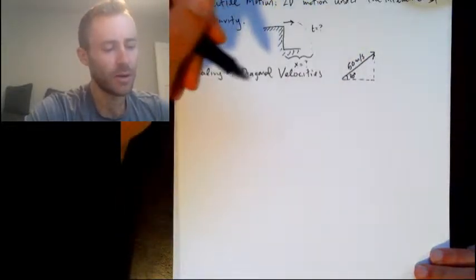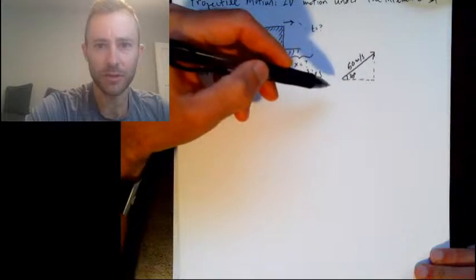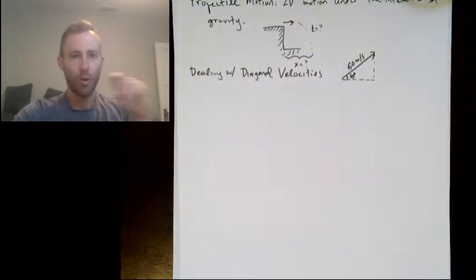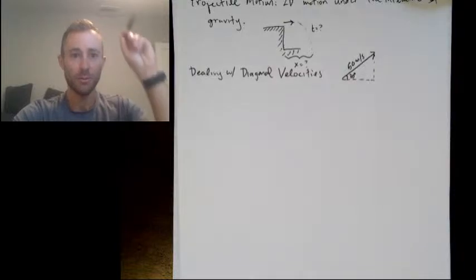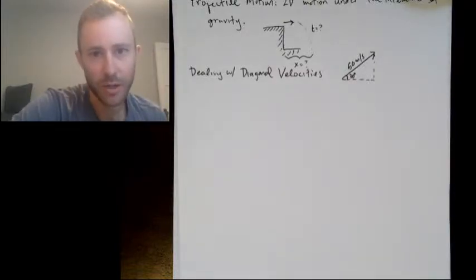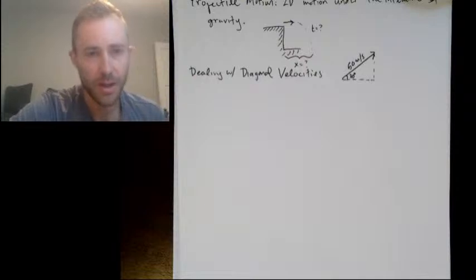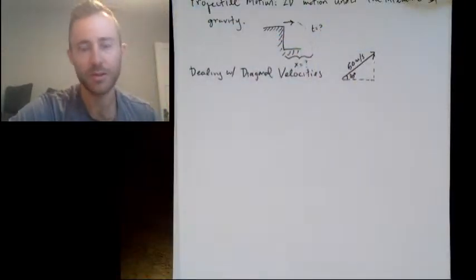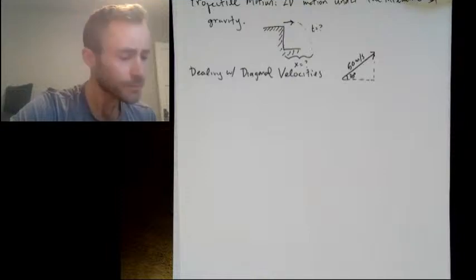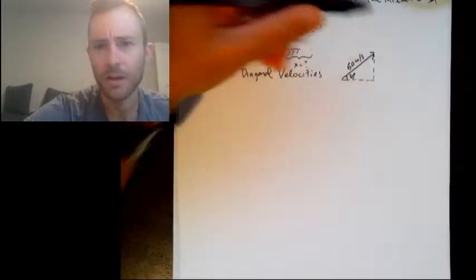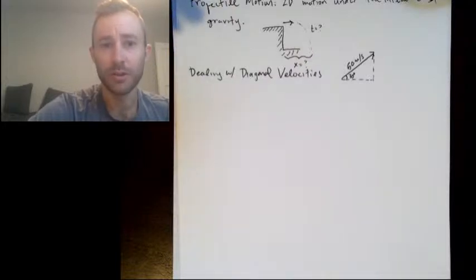If you have a diagonal velocity, that diagonal velocity can be thought of as a horizontal motion combined with a vertical motion. So we're going to use trigonometry to get how much of this velocity is vertical and how much is horizontal. If we want to know how much is vertical, we're going to be using the sine function.